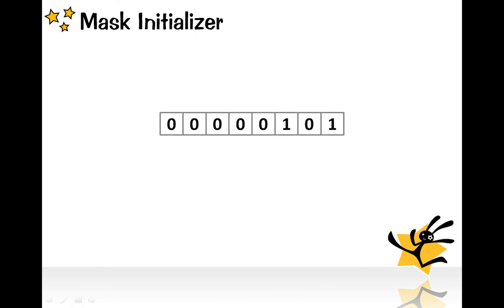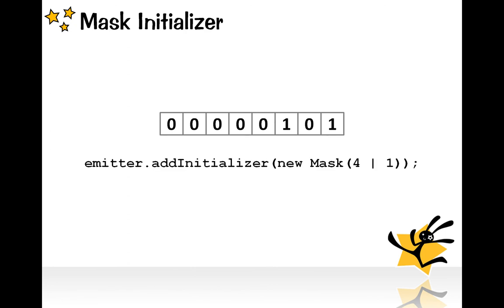So how do we set up a particle's mask value? By default, a particle's mask value is 1. To set this value to another integer value, we use the mask initializer. This code snippet here adds a mask initializer object to the emitter. This initializer will set the newly created particle's mask to a value equal to the bitwise OR of 4 and 1, which essentially in binary format are 2 1 bits in the first and the third place.